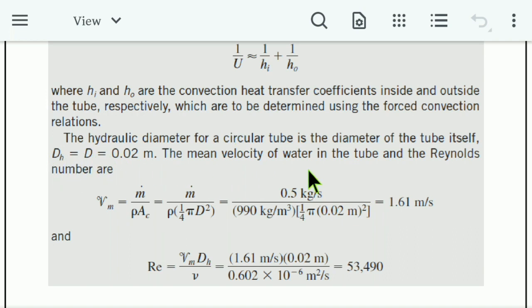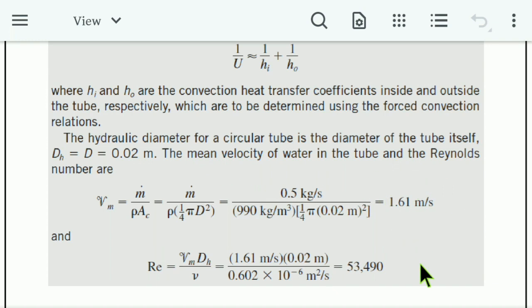The mean velocity of water in the tube and the Reynolds number are as follows. Mean velocity Vm is equal to m dot divided by rho AC. M dot divided by rho AC means 1 by 4 pi d square. The value of m dot is equal to 0.5 kg per second. The value of rho is 990 kg per meter cube into 1 by 4 into pi 3.1416 into d, that means 0.02 meter square. After calculation we can say the mean velocity of water in the tube is 1.61 meter per second.